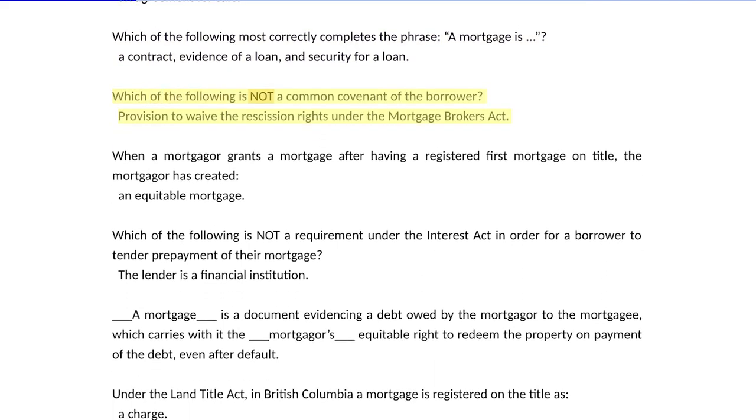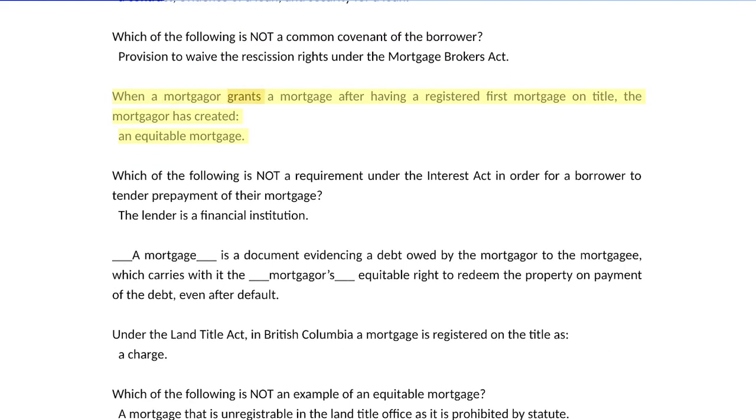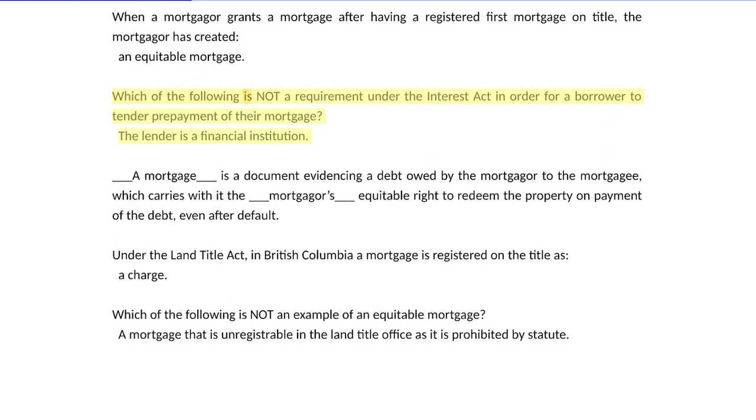Which of the following is not a common covenant of the borrower? Provision to waive the rescission rights under the Mortgage Brokers Act. When a mortgager grants a mortgage after having a registered first mortgage on title, the mortgager has created an equitable mortgage. Which of the following is not a requirement under the Interest Act in order for a borrower to tender prepayment of their mortgage? The lender is a financial institution.